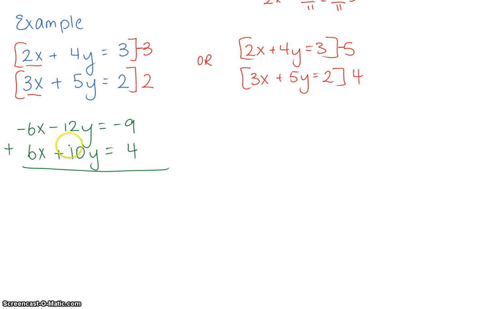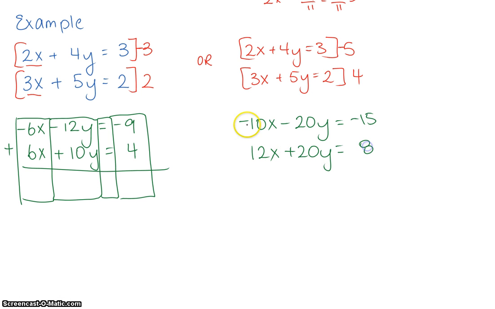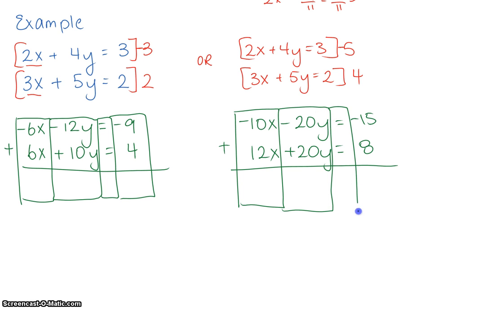Then we can add and subtract, and it will eliminate our x terms. And again, everything is lined up. It's quite important, otherwise it won't work. If we did it this way, we'd have negative 10x minus 20y equals negative 15. And here we'd have 12x plus 20y equal to 8. And again, when we add and subtract them, everything's lined up. Equal signs are lined up, and we work with these.